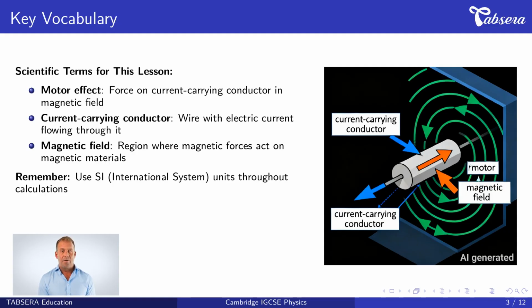Second, current-carrying conductor, which means a wire or other material through which electric current flows. The moving charges create the interaction with the magnetic field. Third, magnetic field, which means the region around a magnet where magnetic forces can be detected. Understanding these terms precisely is crucial for exam success.